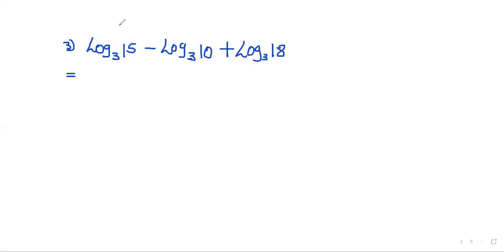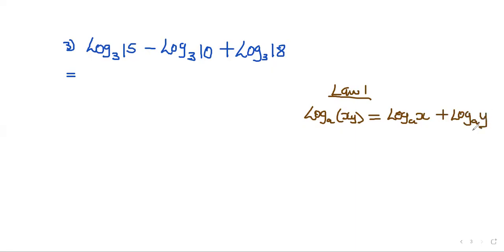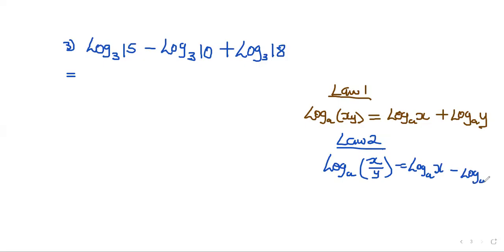So this one is a bit tricky, but don't forget that we have law number 1 of logarithms. It says that the log base a of x times y is going to be the log base a of x plus the log base a of y. So that is law number 1. Then with regards to law number 2, we know that it will be the log base a of x over y, which is the log base a of x minus the log base a of y.